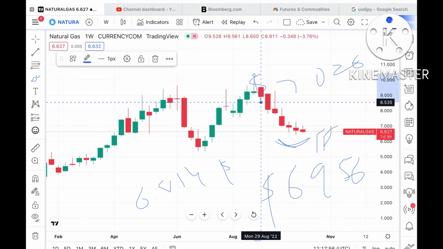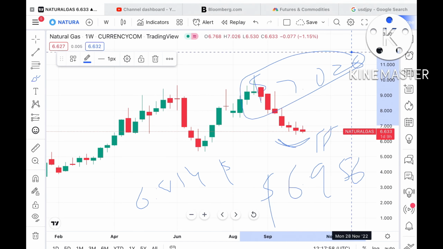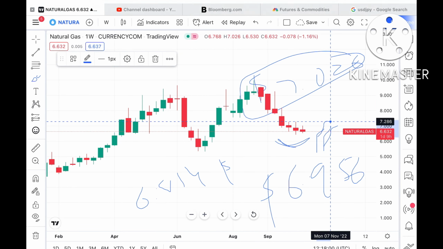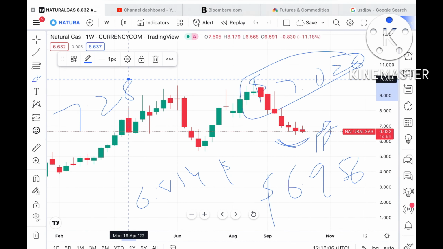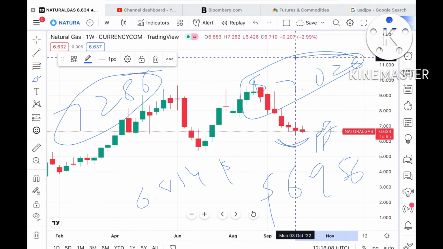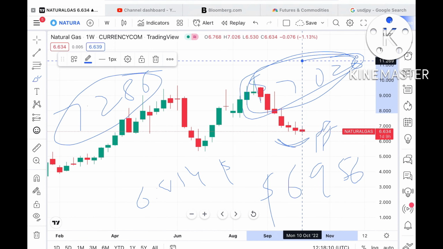These are the resistances, and this level is already being tested here, so the probability is very high. If the price sustains above this level, then we can see it touch a level of $7.286. Keep this in mind. If the price sustains above this level, it is important, so keep a note of it.